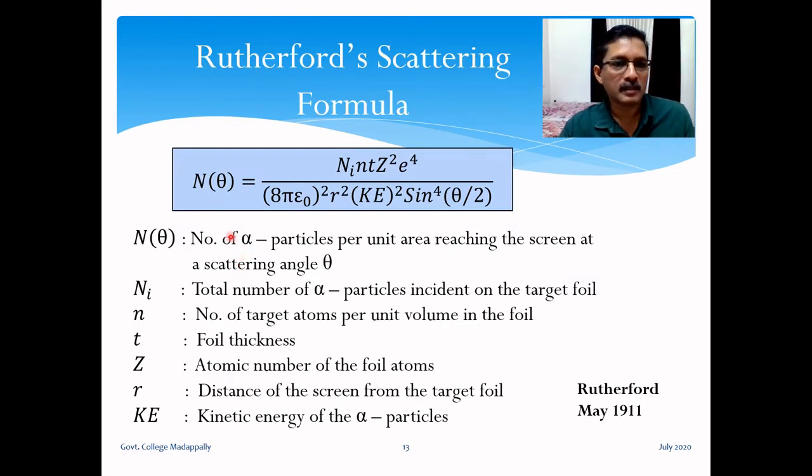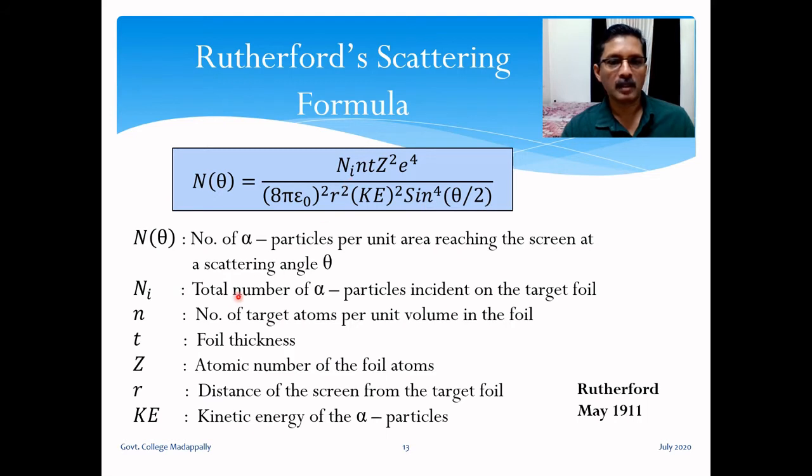Rutherford derived a scattering formula. This was the formula derived by Rutherford. N(theta) is the number of alpha particles per unit area reaching the screen at a scattering angle theta. Scattering angle means the angle between the direction of the incident beam and the direction of the scattered beam. If the scattering angle is theta, then the number of alpha particles per unit area reaching the screen is equal to Ni n t Z squared e to the power 4, divided by 8 pi epsilon 0 squared r squared kinetic energy squared and sine to the power 4 theta by 2.